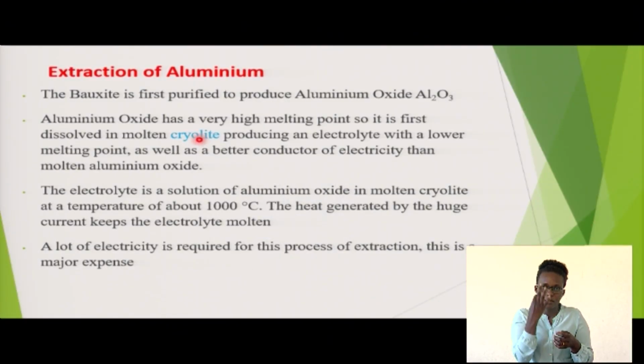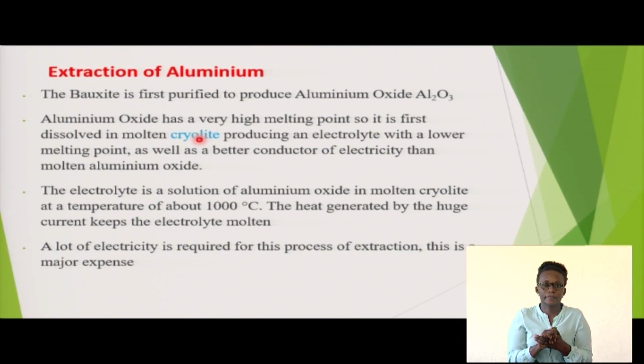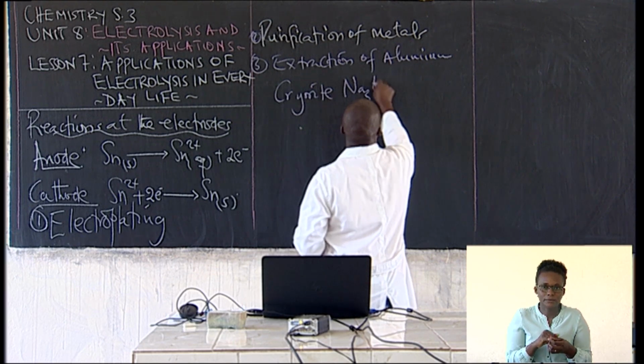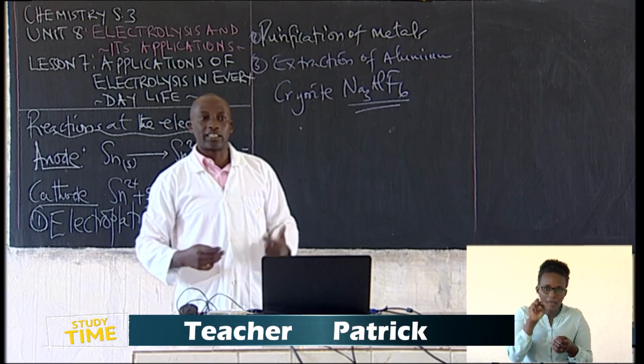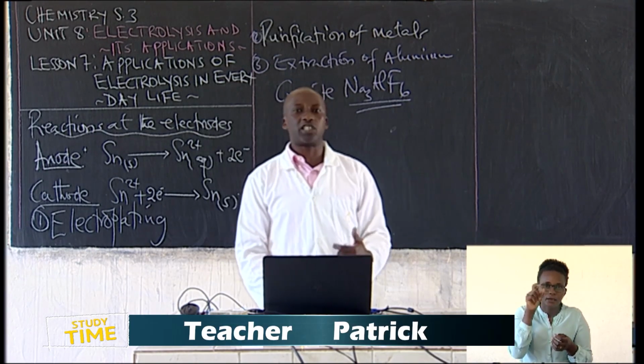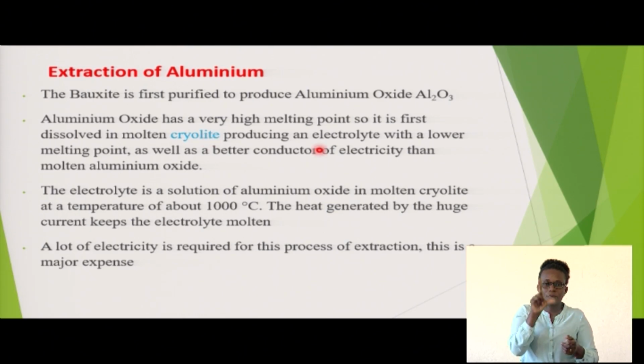Cryolite is sodium aluminum hexafluoride. That is cryolite. So it reduces the melting point of aluminum oxide, and second, it produces ions for conductivity. So aluminum oxide conducts better. The electrolyte is kept at high temperatures so that all of the aluminum oxide remains in the molten form.